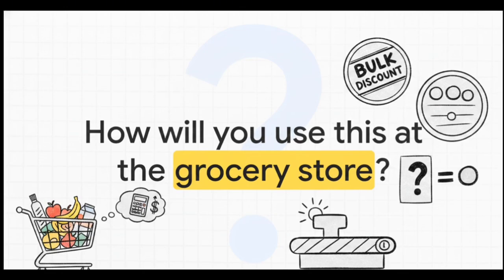So I want to end with a provocative thought. How are you going to use the unitary method logic on your next trip to the grocery store? Seriously, the next time you see one of those confusing bulk discounts or a tricky 3 for $50 sticker, I bet you'll be automatically finding the value of 1 before you even reach the checkout line.